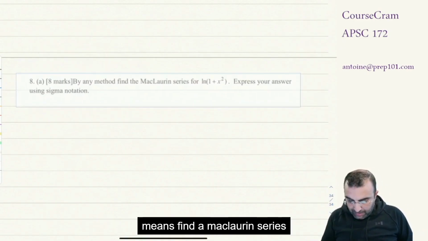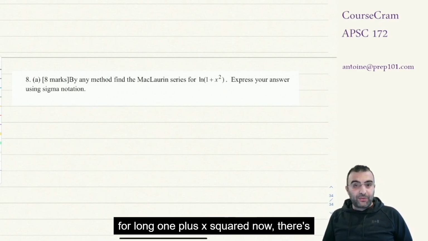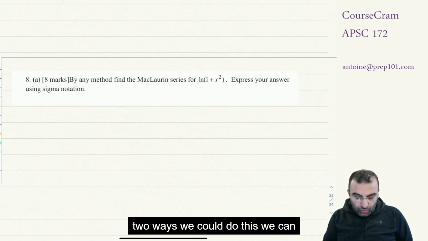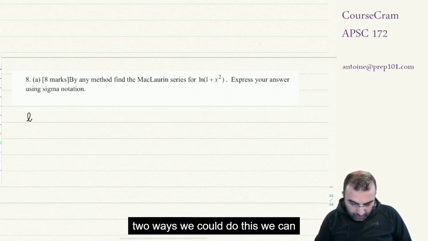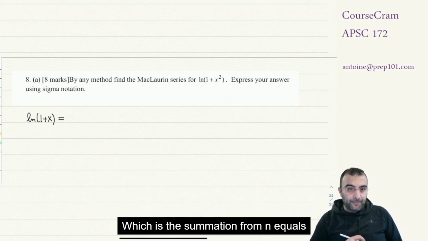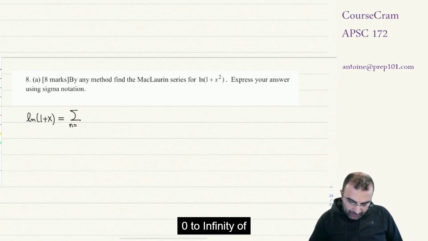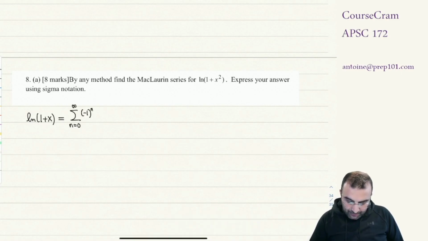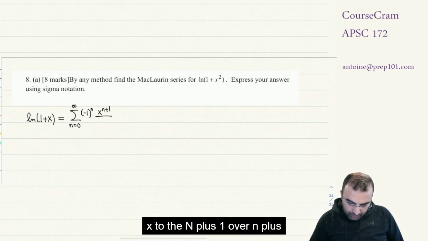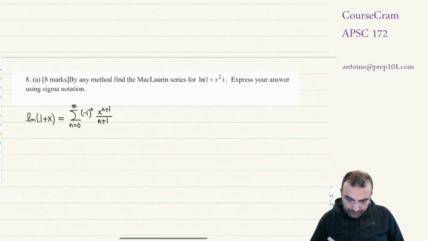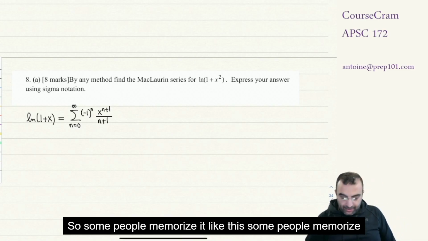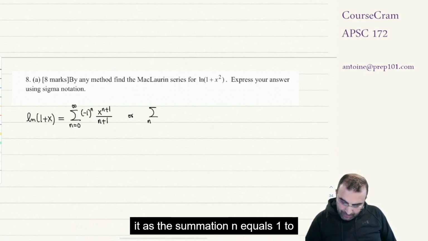So by any means find a Maclaurin series for ln(1 + x²). Now there's two ways we could do this. We can, if they let us memorize the series of ln(1 + x), which is the summation from n equals 0 to infinity of (-1)^n x^(n+1) over (n+1). So some people memorize it like this. Some people memorize it as the summation n equals 1 to infinity (-1)^(n-1) x^n over n.